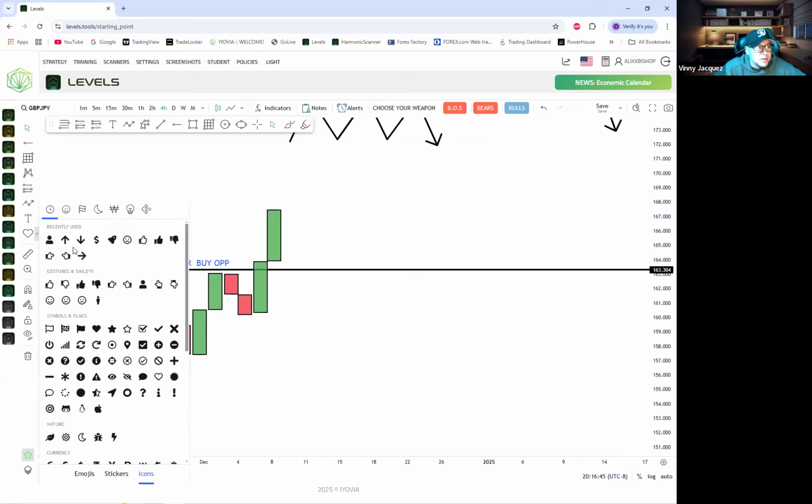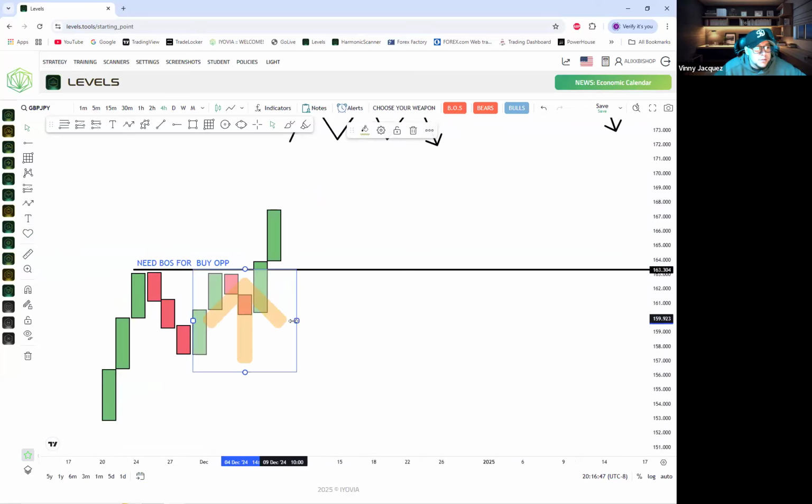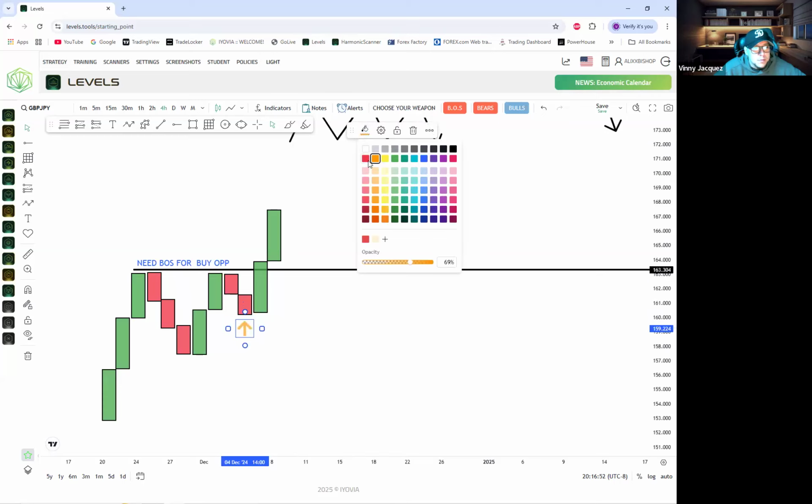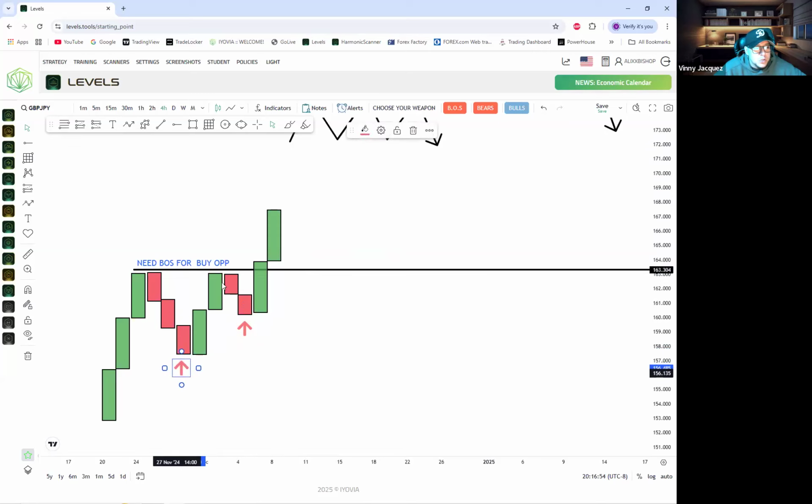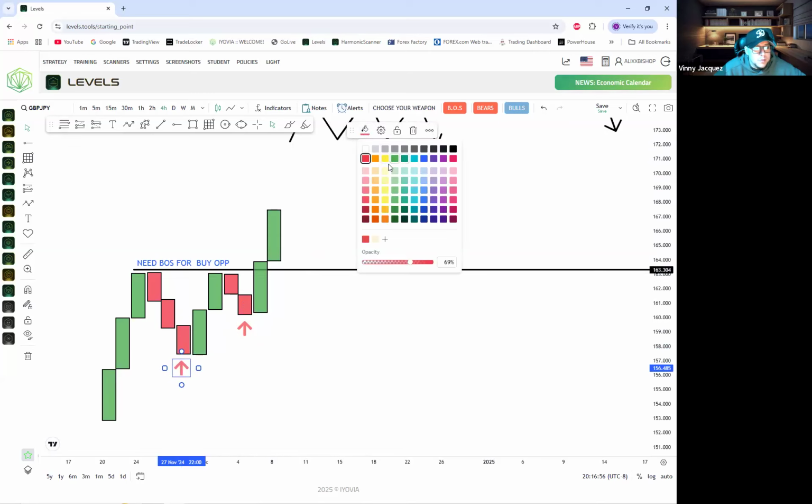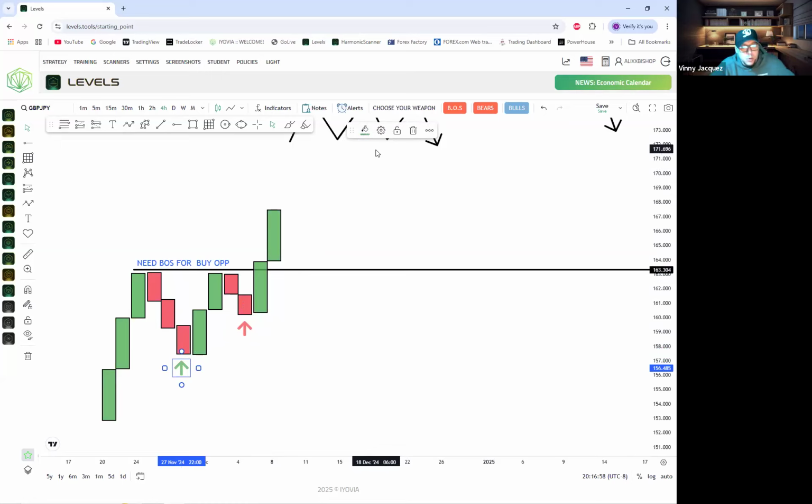I have a question for you guys. Which one is my starting point? The green one or the red one? Which one is my starting point and why? This is an unmute type of question. I don't care about the circles. You have to unmute. Why is the red one my starting point, guys?